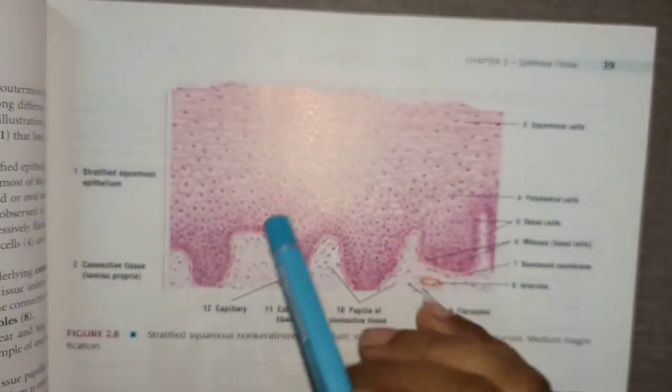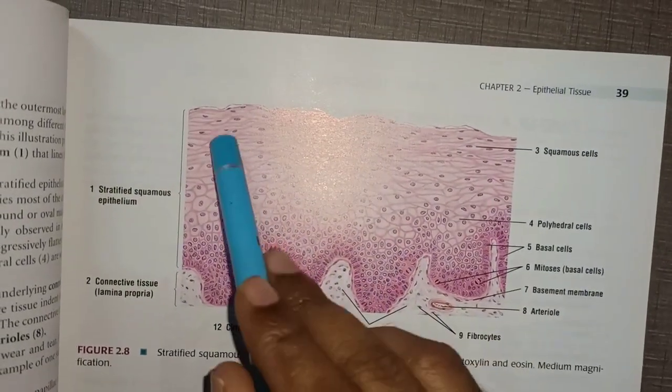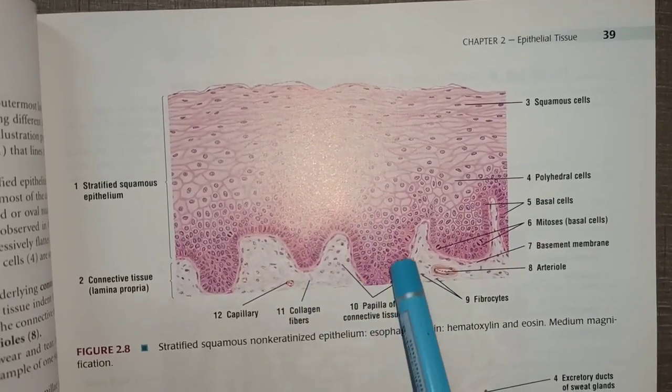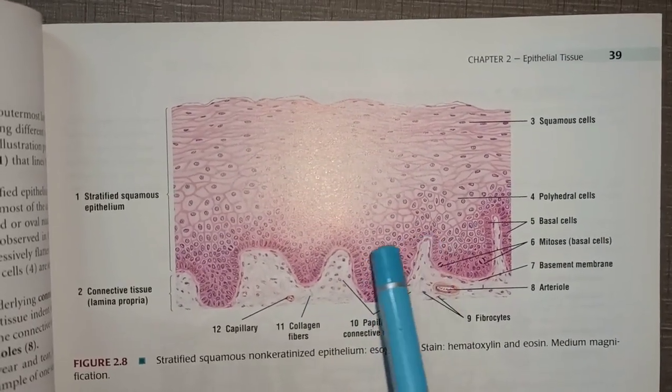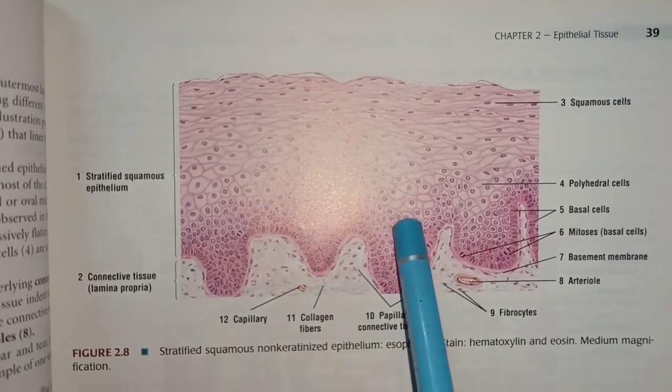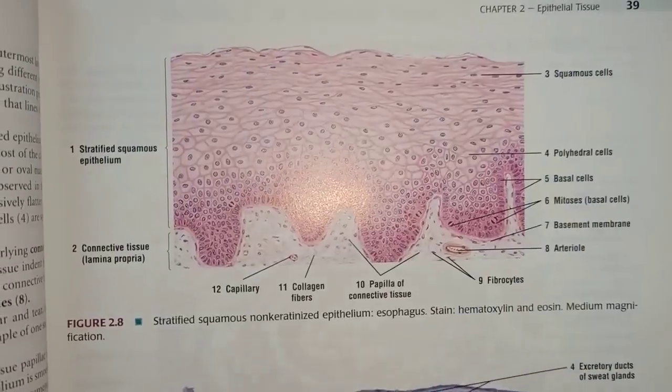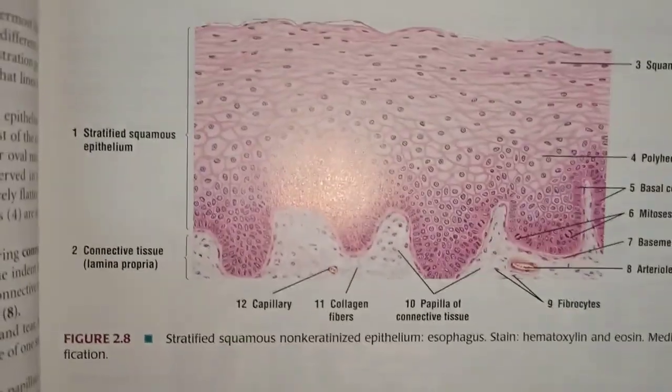So see here, this is stratified epithelium. Multiple layers are there, starting with stratum basale. That is the first layer. Then stratum spinosum, then stratum granulosum. Above that is the stratum corneum, the keratinized layer. I'm talking about the oral mucosa.